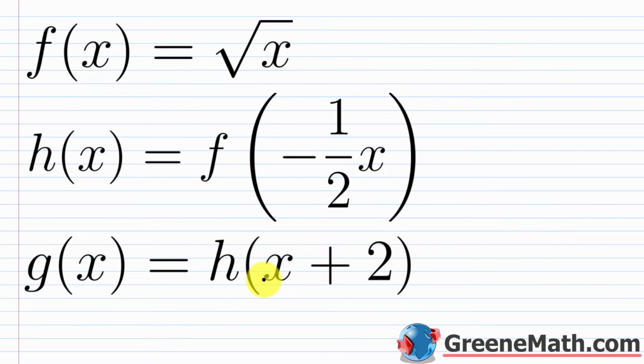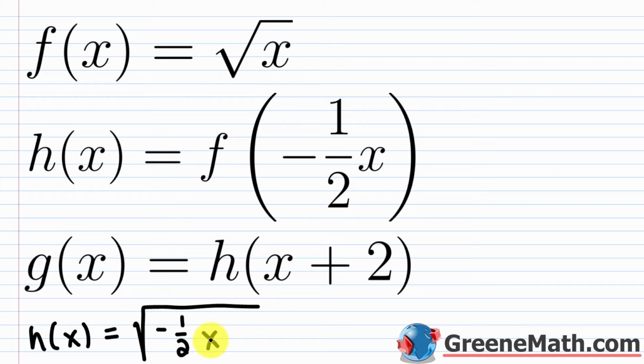Okay, so for the function composition approach, let's say we have, again, f of x equals the square root of x. We're going to have this middle step here. So we're going to have this h of x equals f of -1/2 x. So if I was to write h of x right here, all it is I'm taking this right here and plugging it in for x right there. So this would be the square root of -1/2 x. So that's all it is.